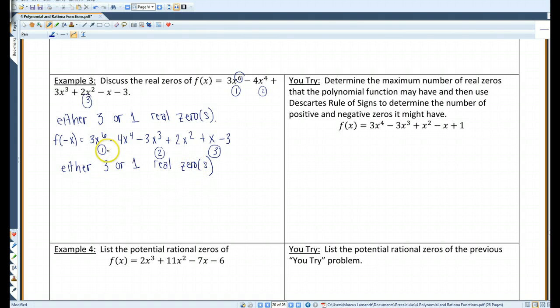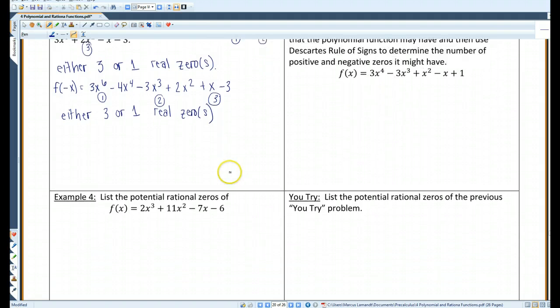Yeah, and equivalently, we know that if we were to graph this, there's either going to be 3 or 1 x-intercepts. Okay. In this case, they're not asking you to solve for the real zeros, they just want you to discuss it, so this is all they're looking for you to do. Go ahead and do the same thing over here.